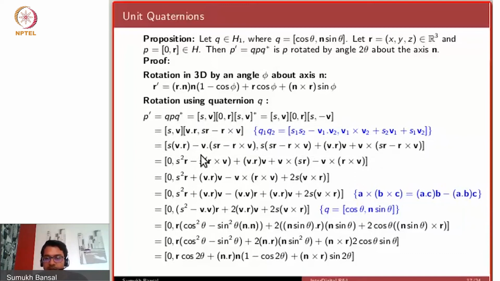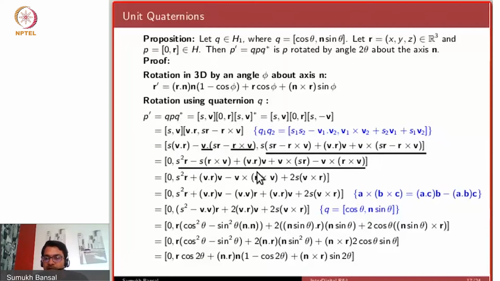Now if you take a closer look, this term over here ends up being 0, because if you take a dot product of v with a vector which is orthogonal to it, you end up with 0. And then this term is equal to this term and you end up with 0. Also, if you simplify this expression over here, you end up with this.